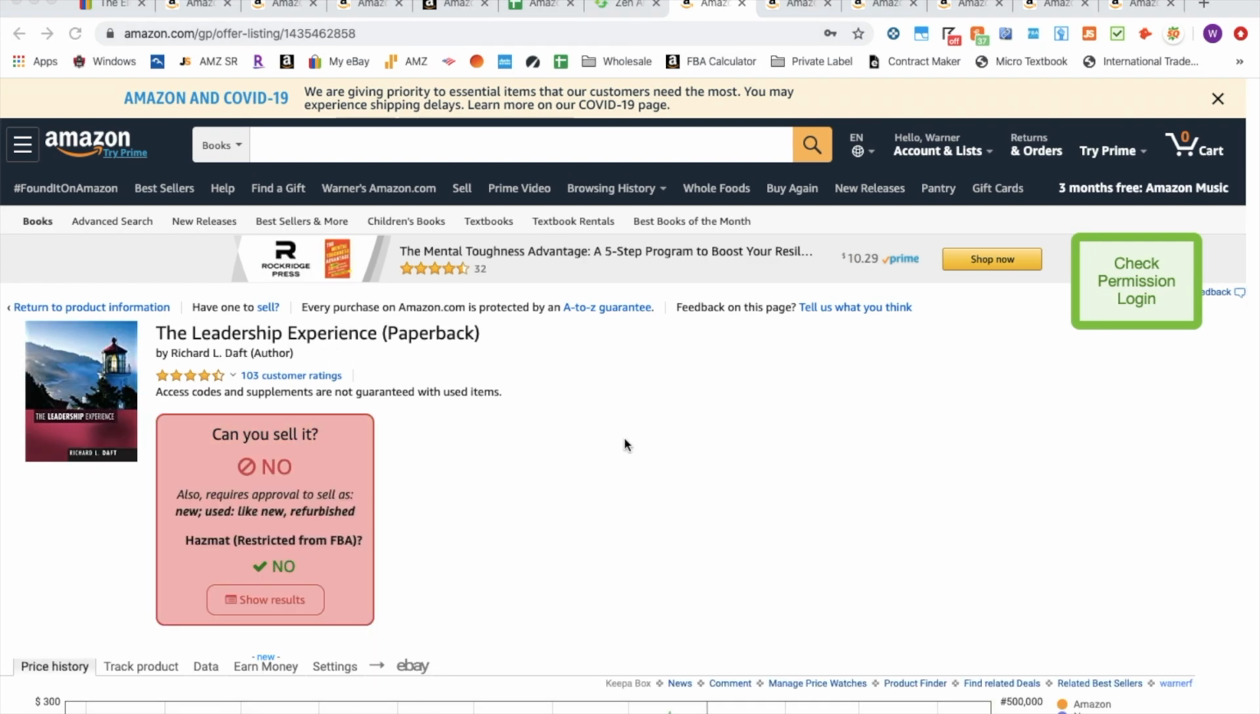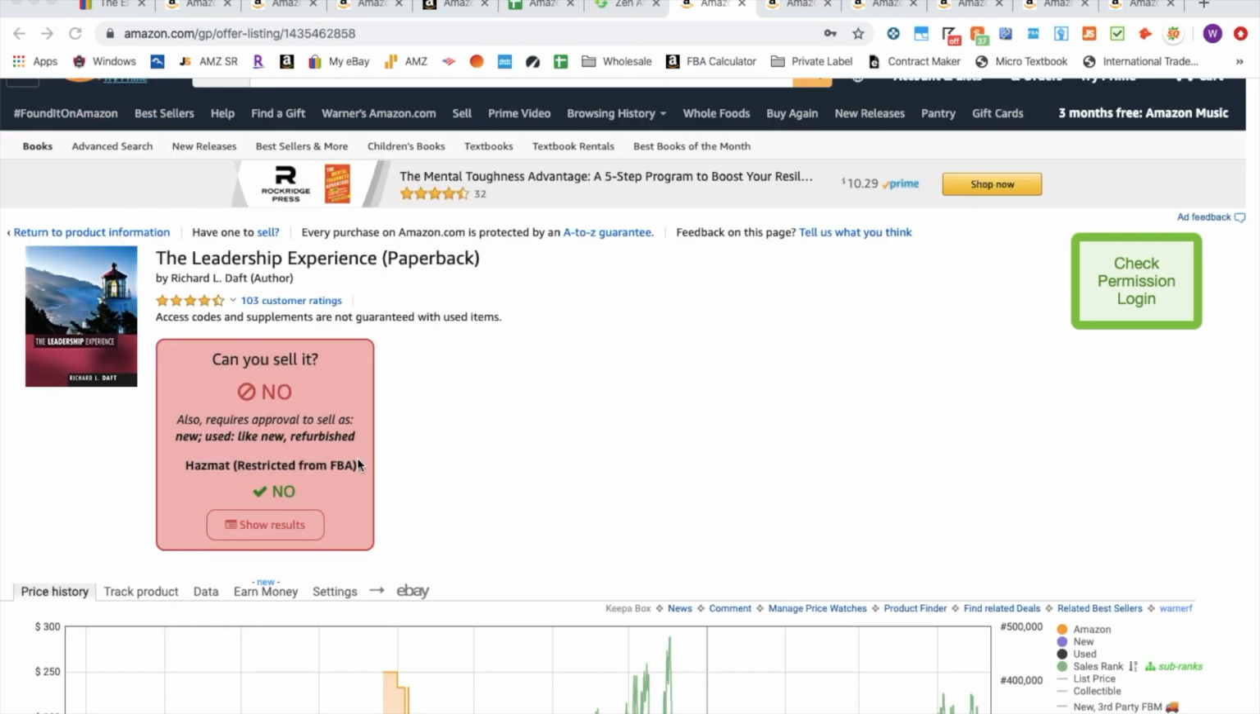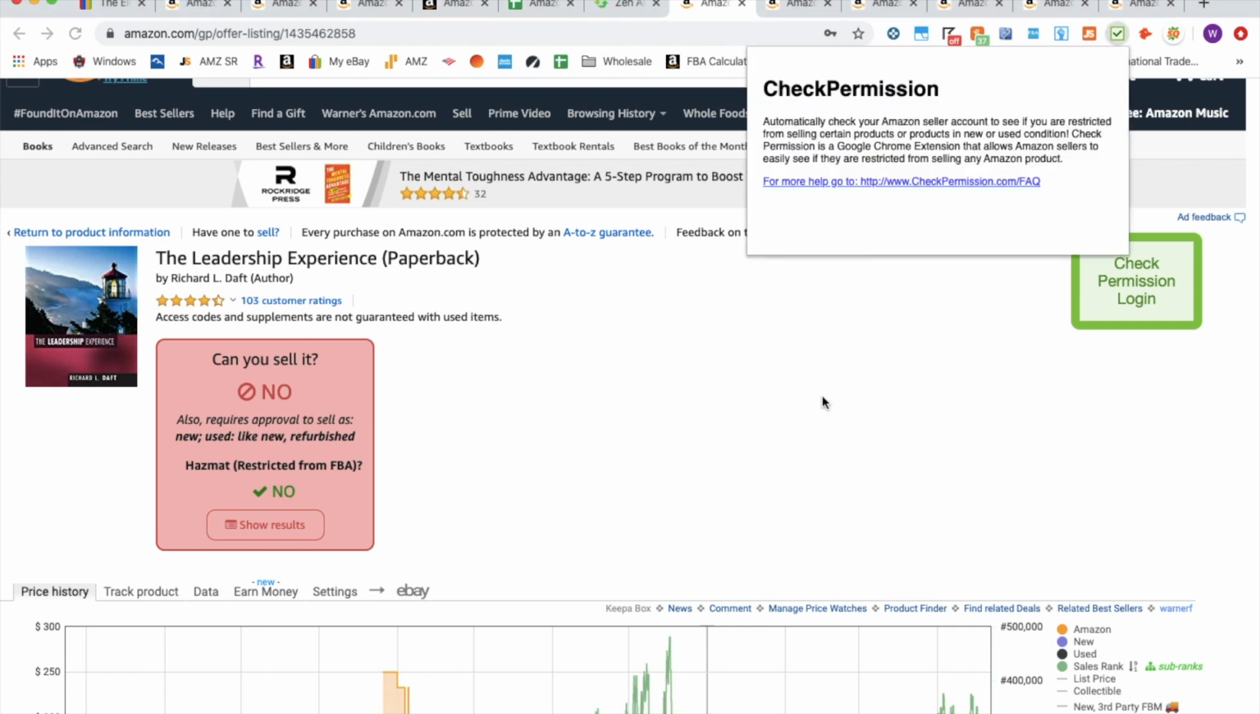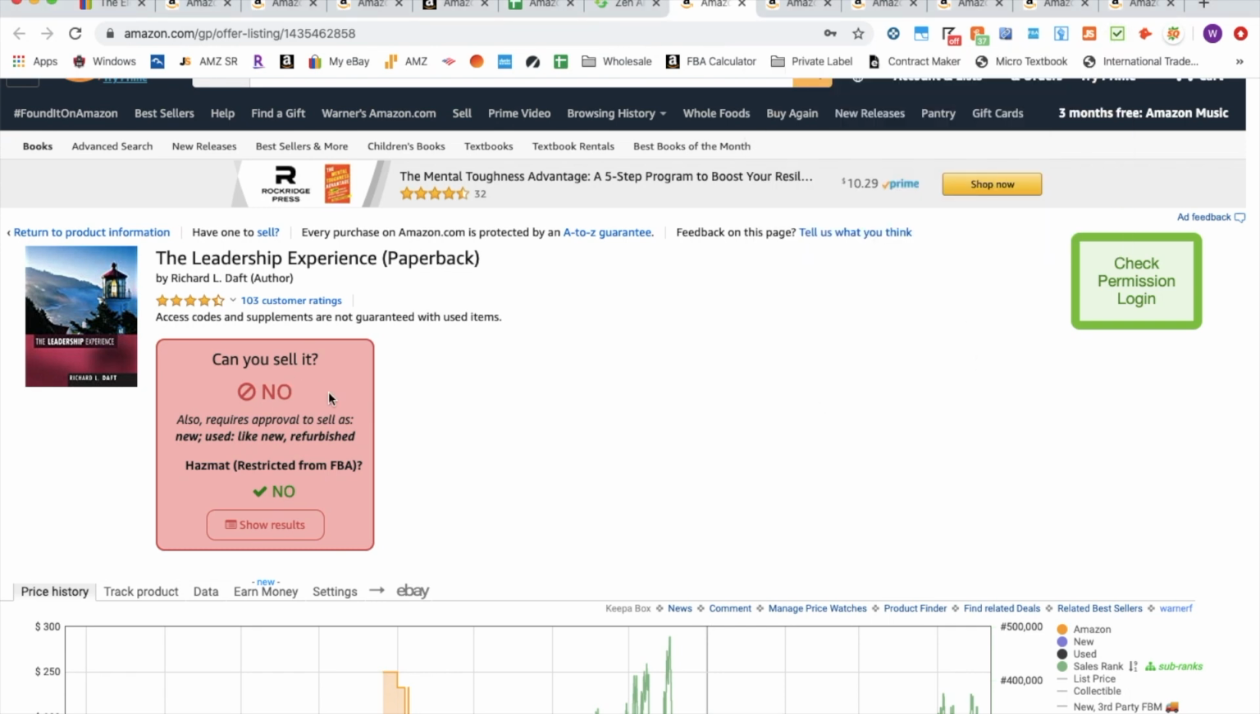Moving on to the next one here. Looks like we're restricted in this one. Again, that check permission saved us a ton of time here, because normally we'd have to go through the whole process of copying this ASIN and then going into Amazon seller and checking if we can sell it. This is just going to save us a whole bunch of time. Definitely worth the $10 a month.